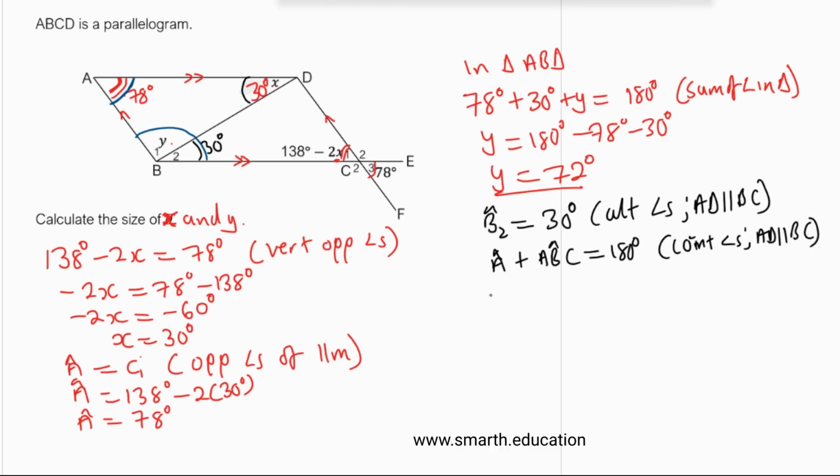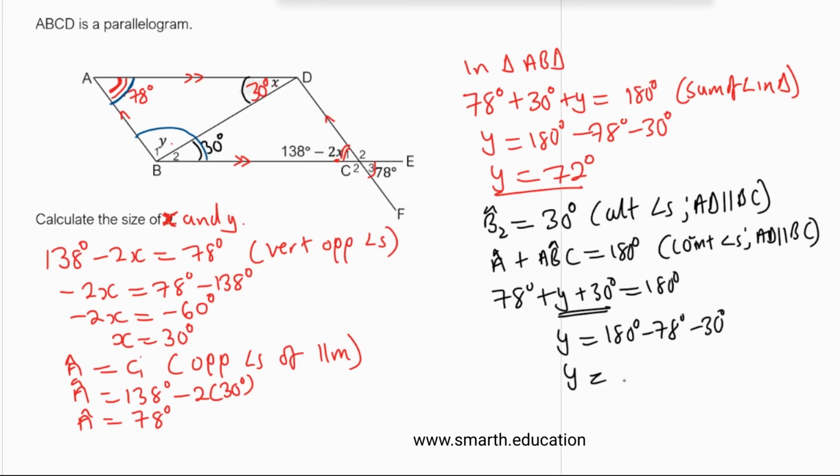And then so it means 78 degrees plus Y plus 30 degrees, that is angle ABC, is equal to 180 degrees. So y is equal to 180 degrees minus 78 degrees minus 30 degrees. So y is equal to 72 degrees.